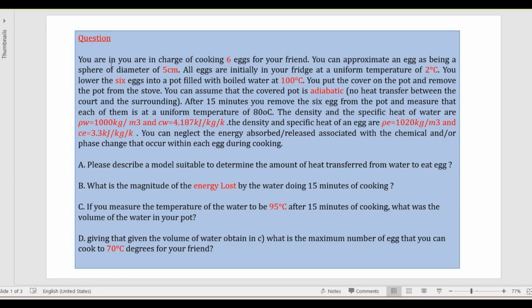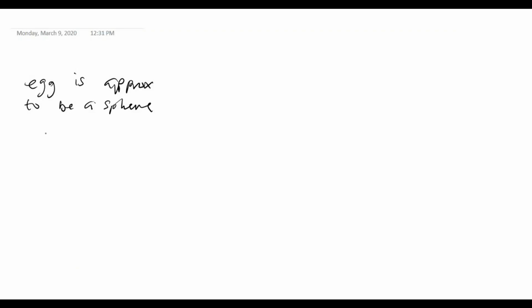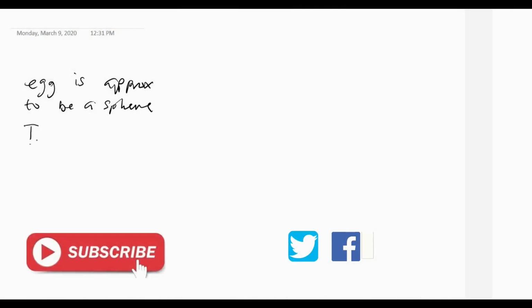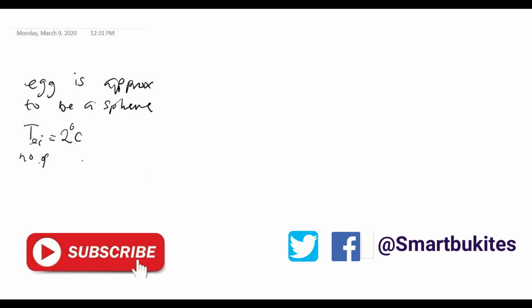So we go on. All eggs are initially in your fridge at a uniform temperature of 2 degrees Celsius. So the initial temperature of our egg, T egg i, is equal to 2 degrees Celsius, and we have the number of eggs to be equal to 6.